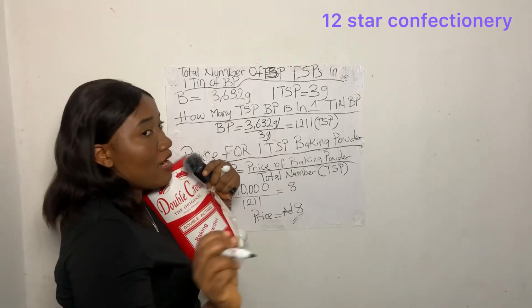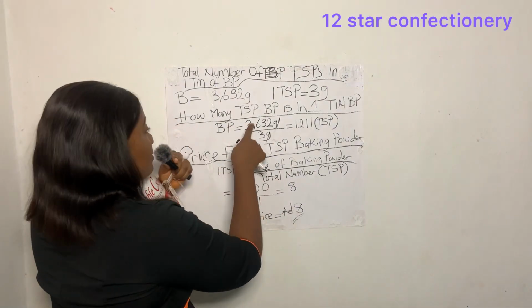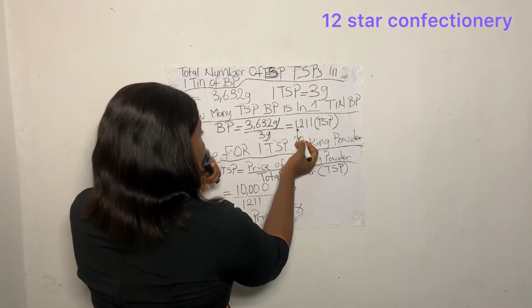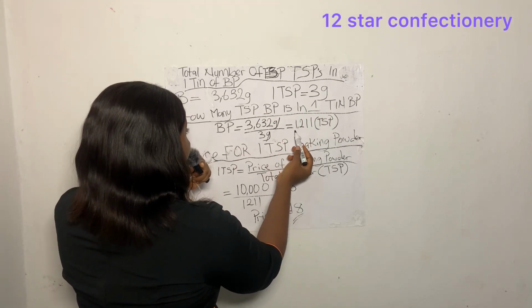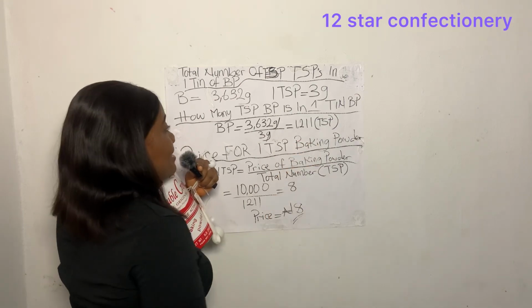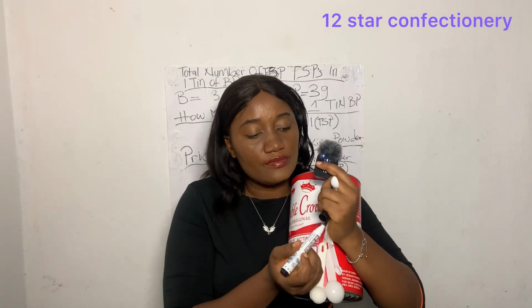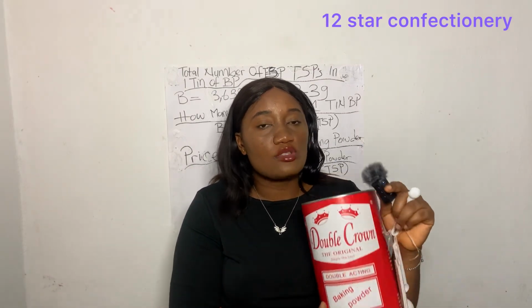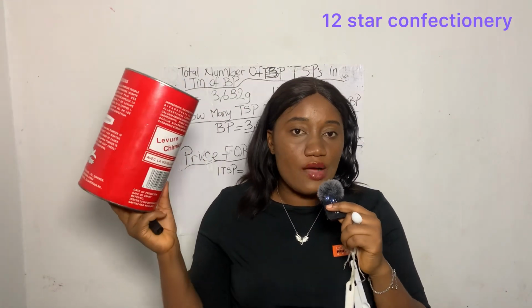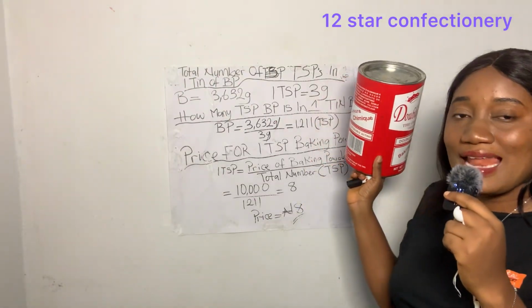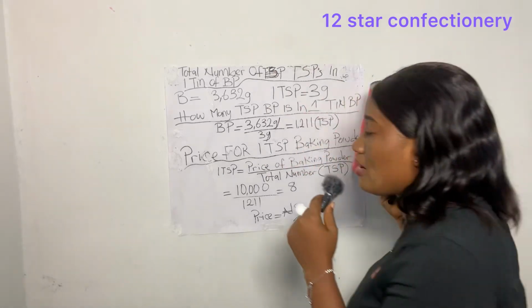So you use your calculator and divide 3,632 by 3. It will give us 1,211 teaspoons. So the amount of baking powder in this tin is 1,211 teaspoons of baking powder.